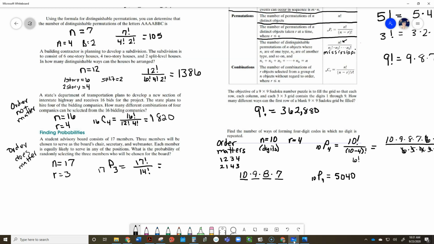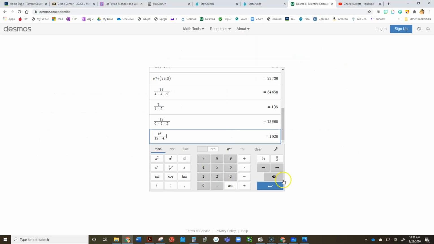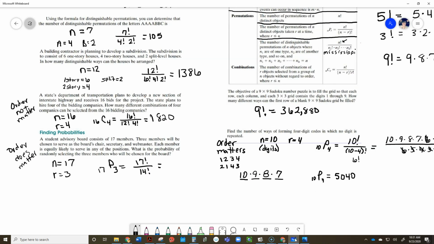17 minus 3. So the combinations here, let me give you some examples of combinations. Well, let me do this first. 17 factorial over 14 factorial. So this would be 4,080. Now, let me give you some examples of combinations.